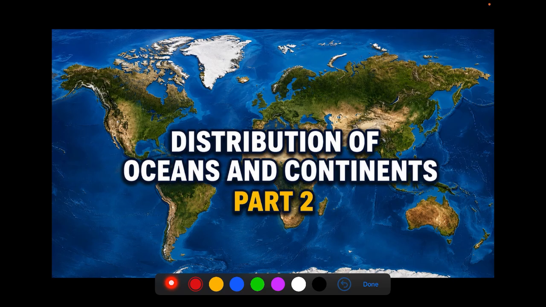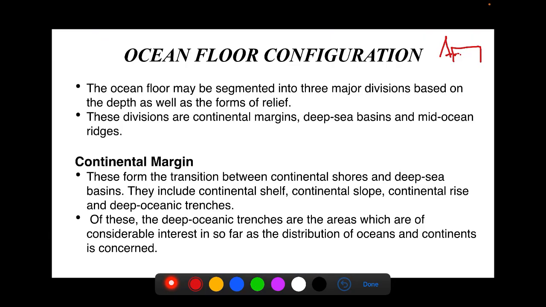Part 2 of Chapter 4, Distribution of Oceans and Continents, of Class 11 Geography NCERT. In the previous lecture video, consisting of Part 1, we have already discussed some basic theories like continental drift theory and convection current theory, and we have already seen the mapping of the ocean floor. Now we have to discuss the further parts of this chapter, and we will start with the ocean floor configuration.